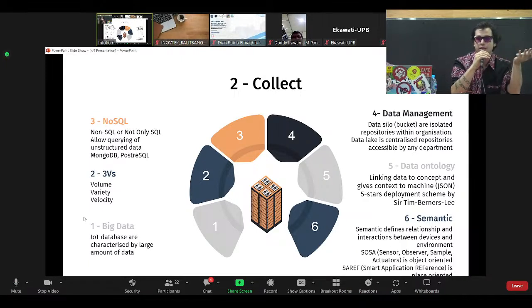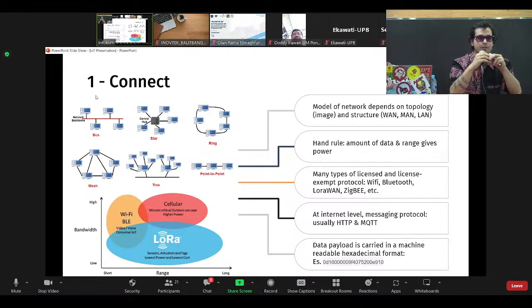ontology. Data ontology was invented by Tim Berners-Lee, the inventor of the internet. It's a way of linking data to context and concept in order to give a meaning, to give a context to the machine. The standard we use now is a JSON file. A JSON file is a file in which you can link a value to a name. So you can create a relationship between the single numbers and a reference, so the machine can understand that if you say 33.7, it means temperature. So it means something. And that's very important to do, for example, artificial intelligence.